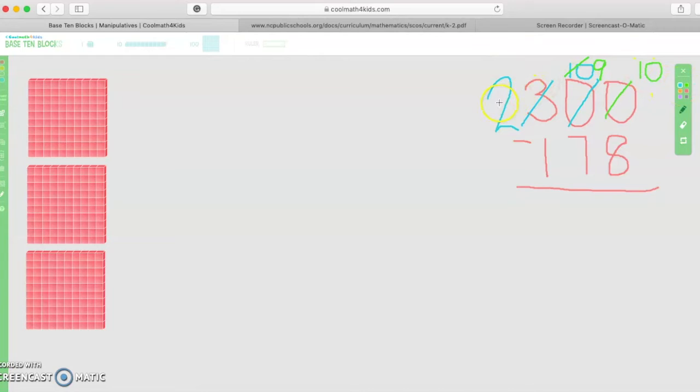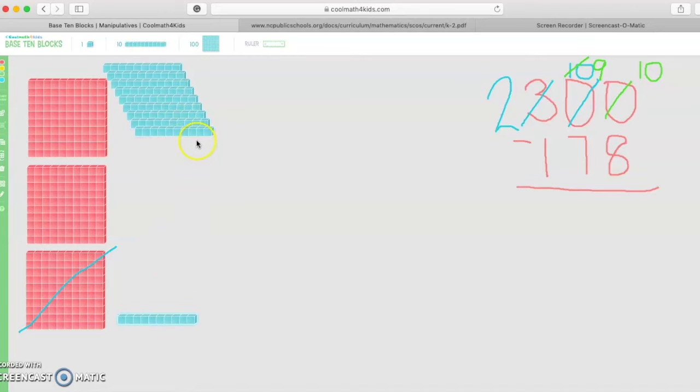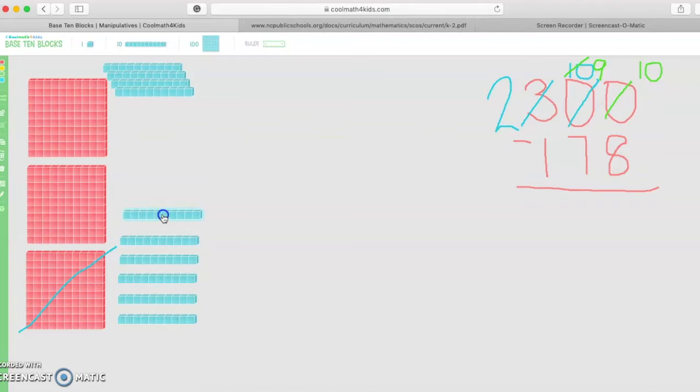So the first thing I had to do was change 300 to 200. So I'm going to mark out one of those, and I'm going to have 10 tens because I'm decomposing that 100. Most students know how to decompose 100 because they've already learned that 10 tens equal 100, 10 ones equal a 10.